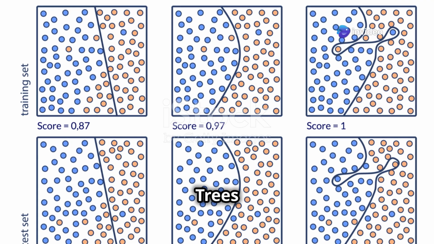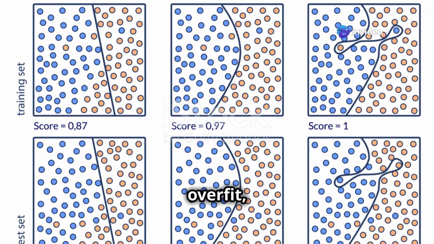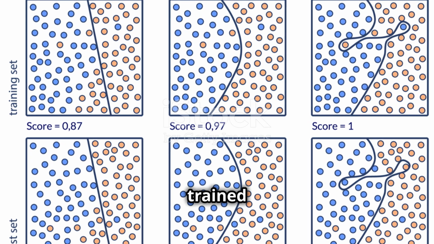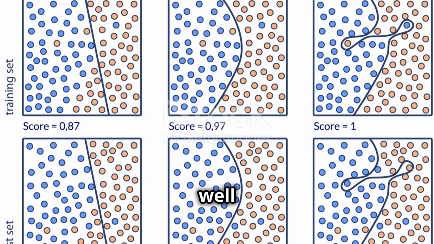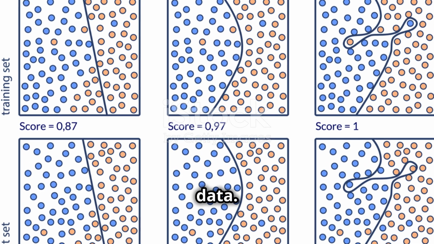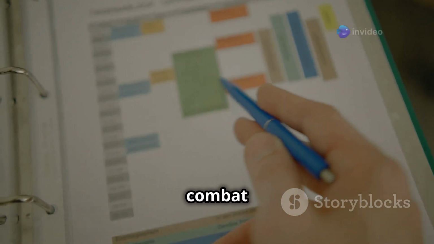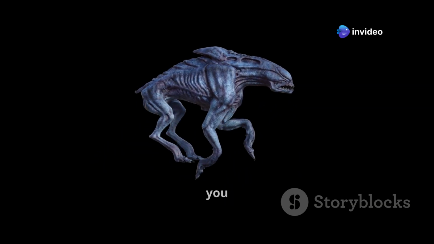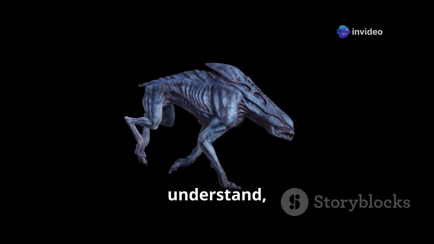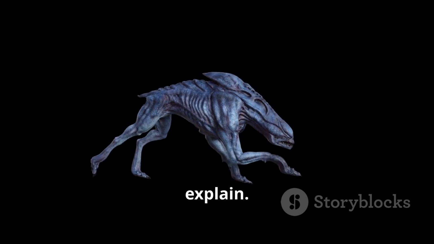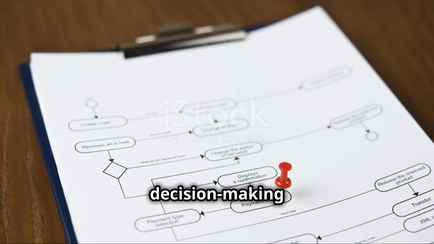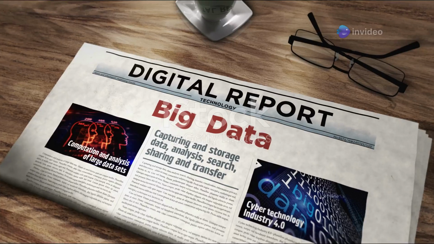However, decision trees do have a tendency to overfit, which means they can sometimes get a little too specific to the data they're trained on and might not generalize well to new unseen data. But don't worry, we'll talk about ways to combat that in a bit. Overall, decision trees are a great choice when you need a model that's easy to understand, visualize, and explain. They're like the flowcharts of machine learning, guiding you through the decision-making process step by step.